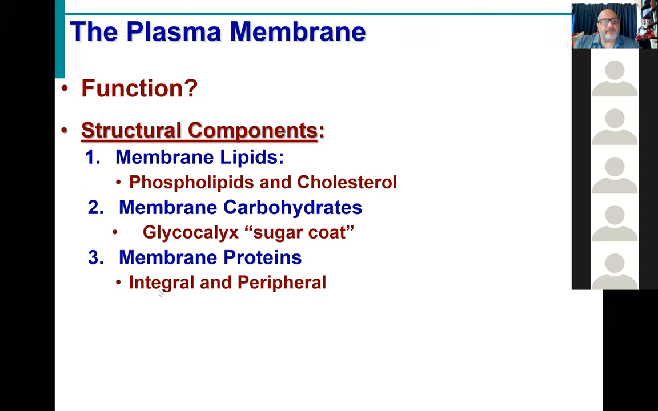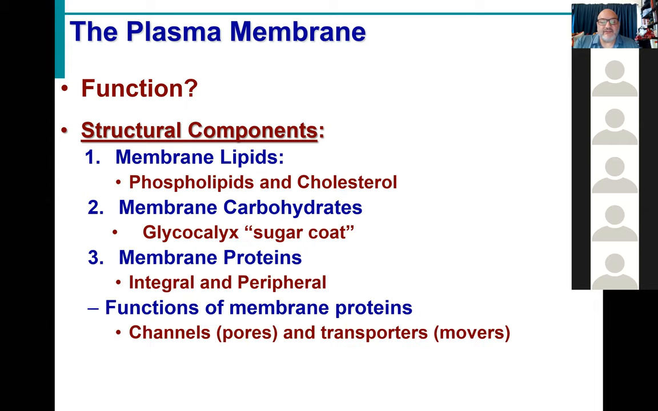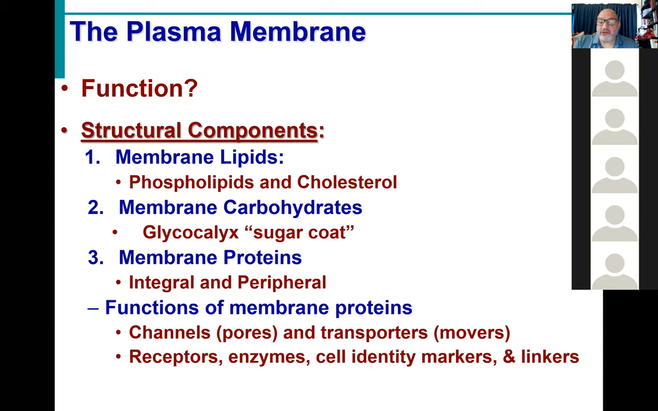We have integral, oh, there you go, that's why I spelled it wrong. Integral and peripheral membrane proteins. Right, integrals are the ones that are passing into one or two layers of the phospholipids, and peripheral are associated with them, mostly on the inside, but they can actually be on the outside as well. And like we said, they can function as channels, which are pores, or transporters, which are movers, as well as linkers and receptors and all sorts of other things as well. Now again, here's the list of all the pretty words, and the pretty picture from your textbook that shows us all of these things.